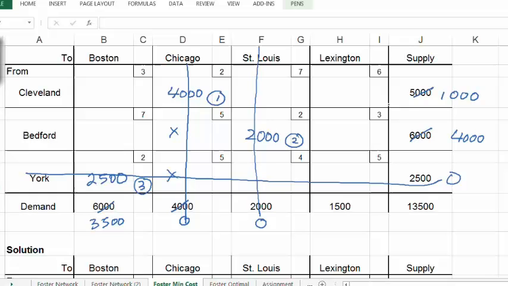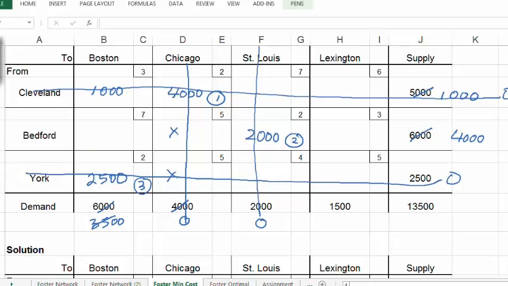Then we have 3, 6. Okay, so 3 is the first 3 over here. We're going to load here, and here say 1,000 versus 3,500. So we put 1,000 here. Then this part, Cleveland, is now done, and then here we update. So each time you're going to update the column and the row, or the demand and the supply.